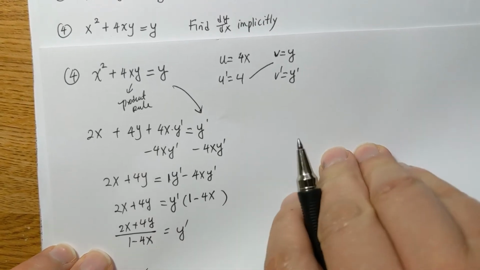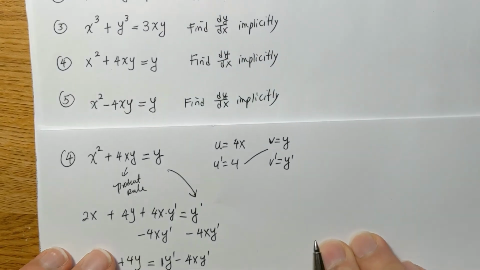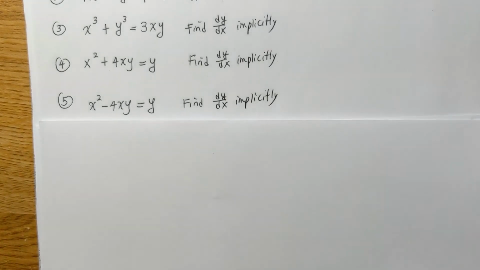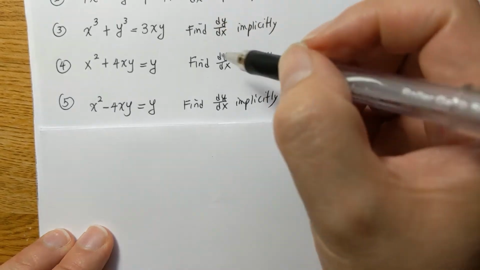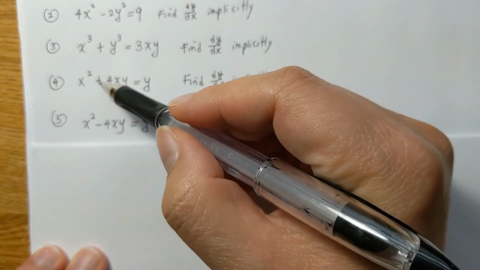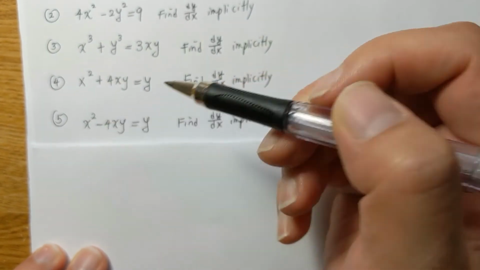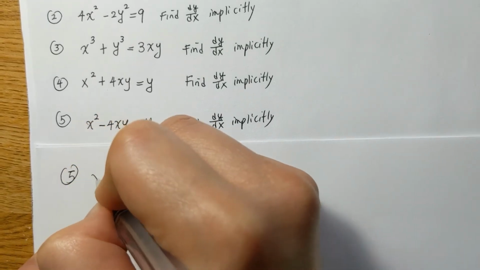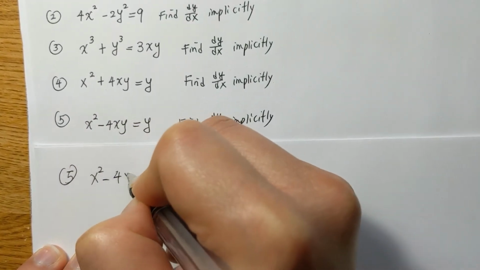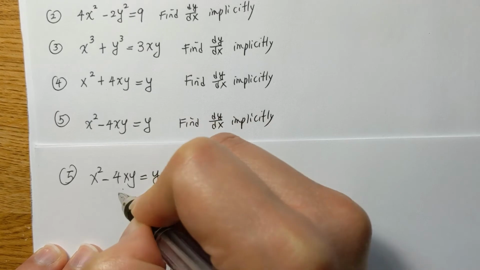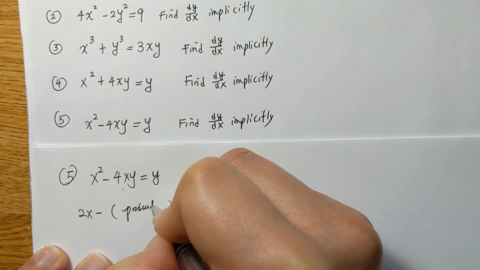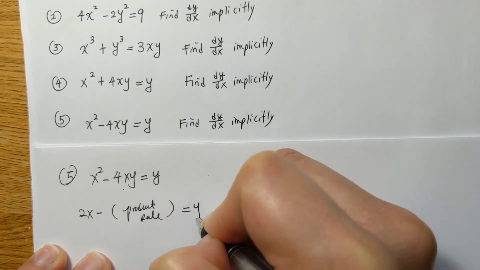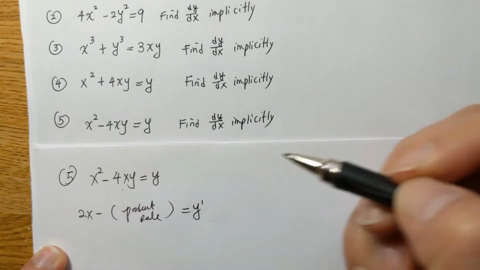Now let's go to question number 5. Number 5 and number 4 look similar. The only difference is in the middle. 4 is plus, this is minus. So some people made a mistake if there was a minus sign. So you had to do 2x minus the product rule equal to y prime. You had to distribute a negative sign.